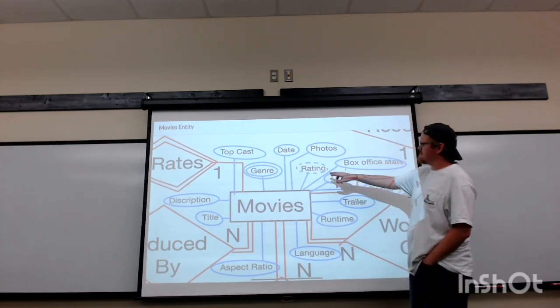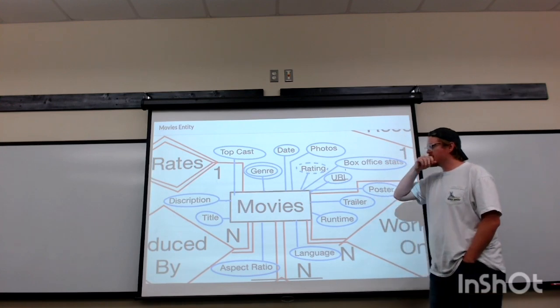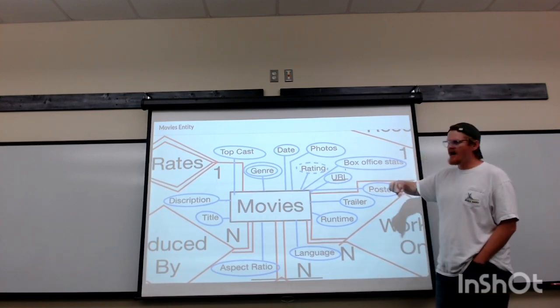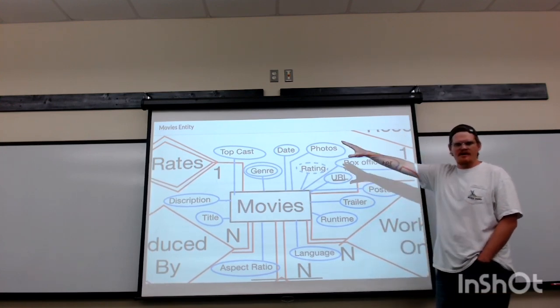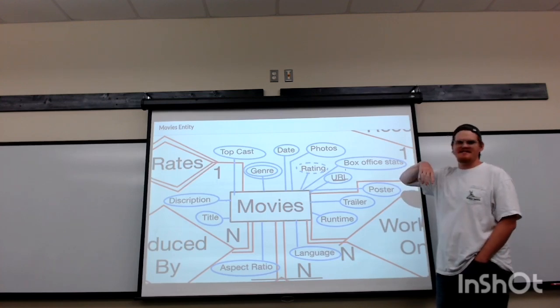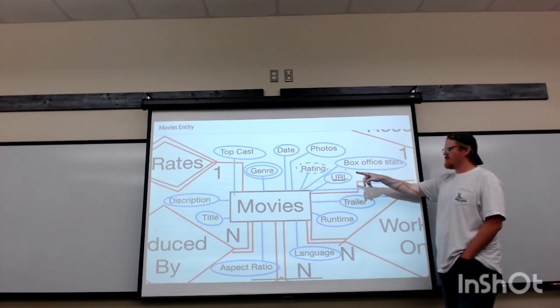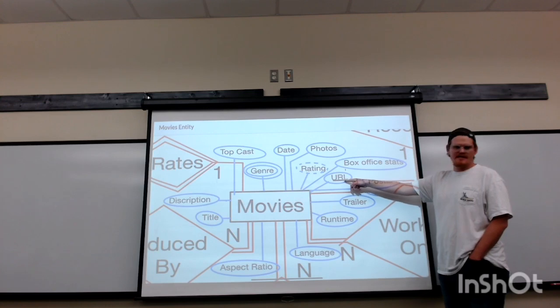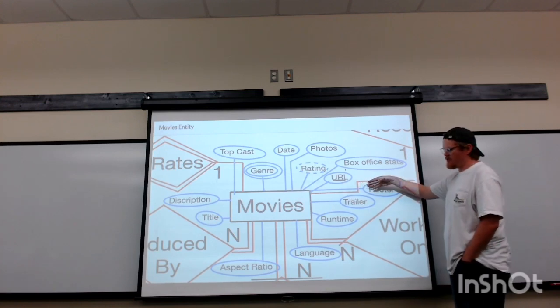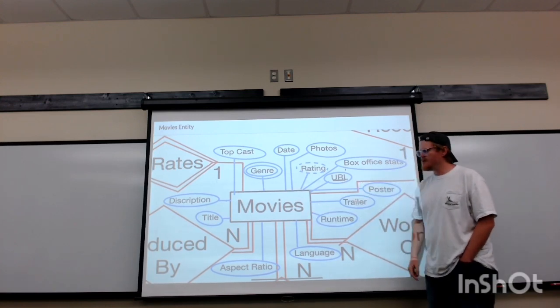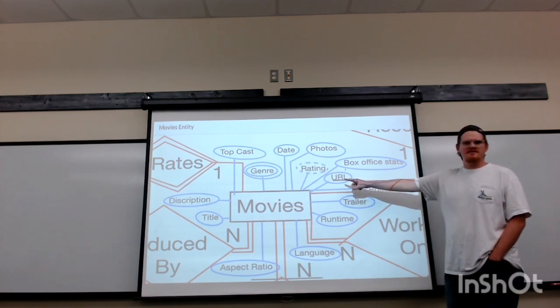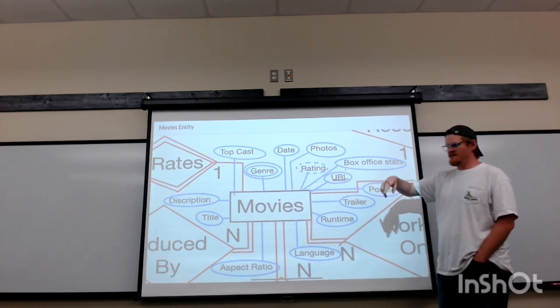And next we got these dashed circles around rating, meaning it can be derived from another entity, mainly our reviews entity. And then next we have our URL. This is our key attribute here. This is a specific URL that links to this movie, so we can 100% find it with this URL.